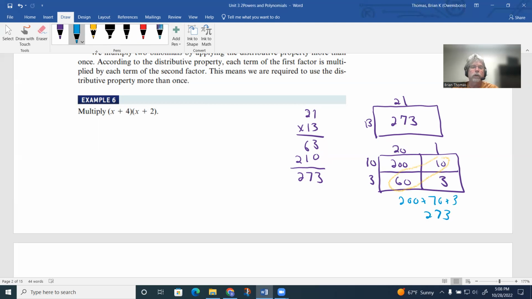So what we would like to do on this problem right here is there's 2 ways of doing it. One way is what's called the box method.